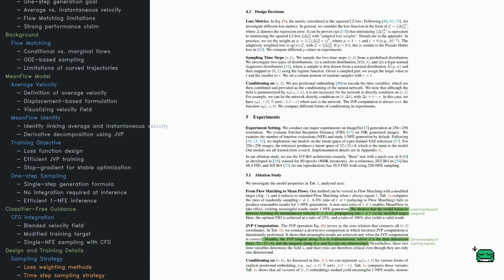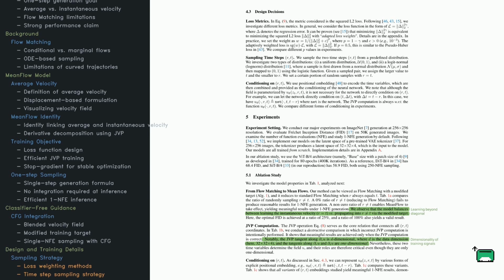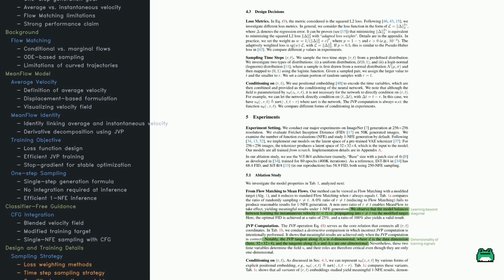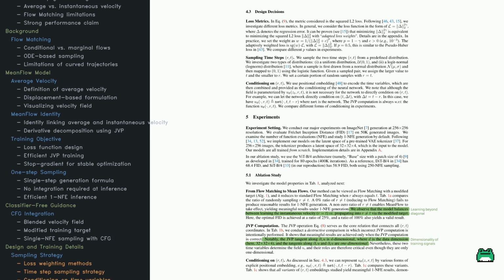Then there's the question of how to feed those times into the network. Since the model needs to understand what R and T are, they test different ways of encoding that info. For instance, instead of passing both R and T separately, they sometimes just give the difference, T minus R. Turns out, that works pretty well. From here, the paper moves into experiments.